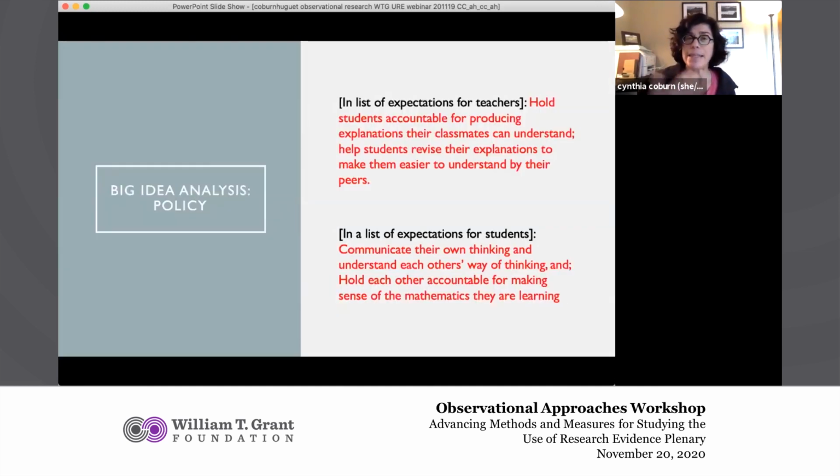And here's an example of a big idea showing up in district policy. In this case, it was in the curriculum that the district leaders were developing during one of our decision trajectories. In the list of expectations for teachers, we see: hold students accountable for producing explanations their classmates can understand; help students revise their explanations to make them easier to understand by their peers. In a list of expectations for students: communicate their own thinking and understand each other's ways of thinking. And another: hold each other accountable for making sense of the mathematics they're learning. So again, here you see a more nuanced representation of those key ideas. In general, you are more likely to see a more one-to-one correspondence in policy documents. This was a curriculum.